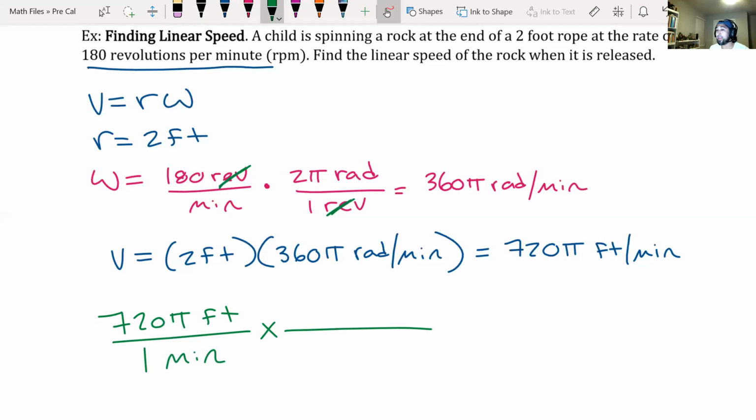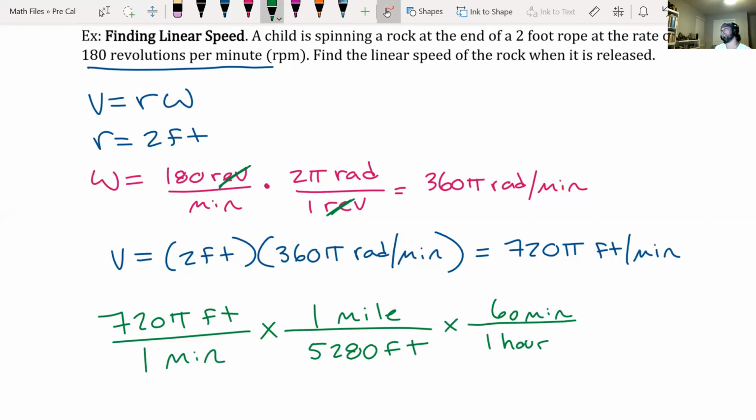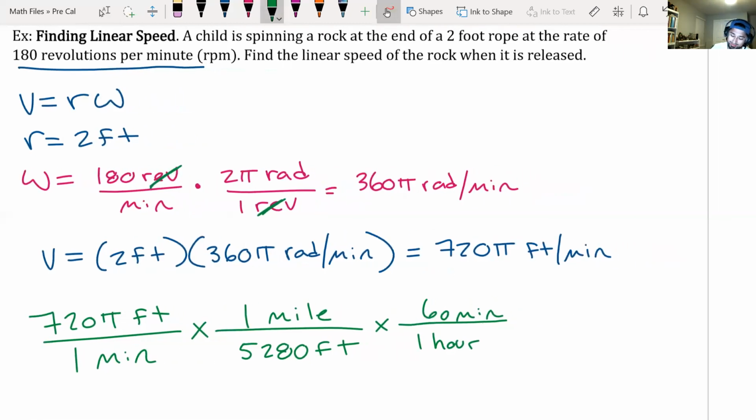Well, how many feet are in 1 mile? 5,280. And then, how many minutes are in 1 hour? 60. You guys have to have seen conversion tables somewhere. So feet cancel, minutes cancel, and now we'll be in the appropriate American measure of miles per hour.